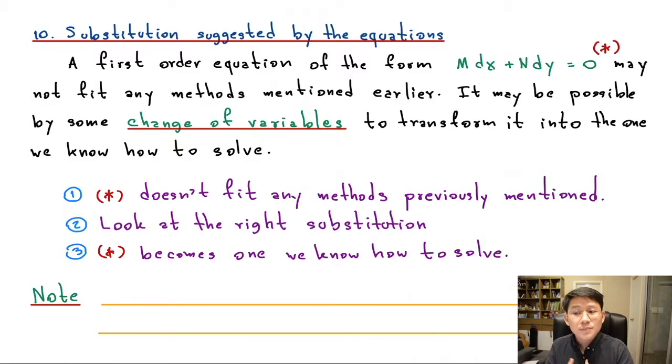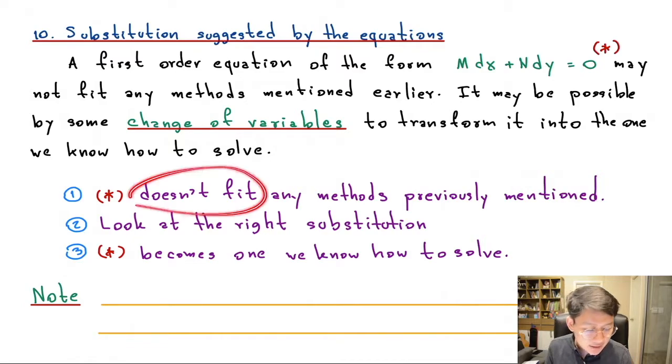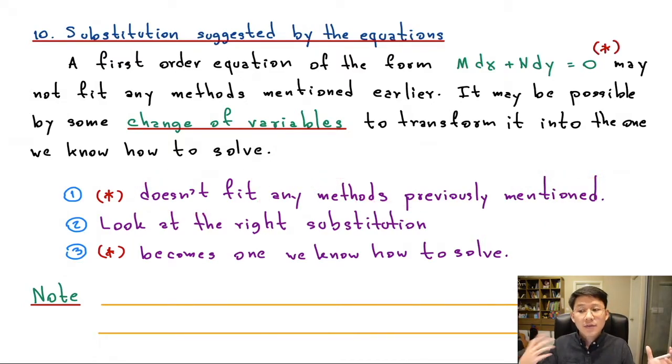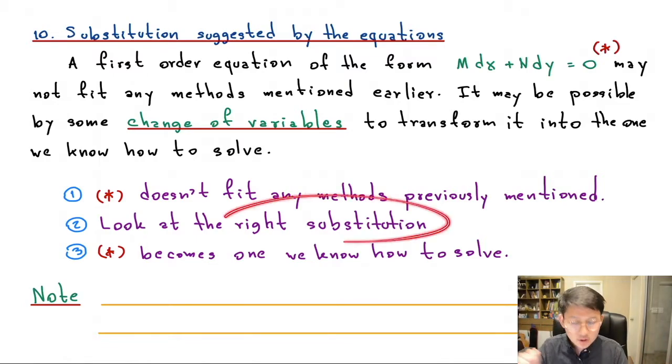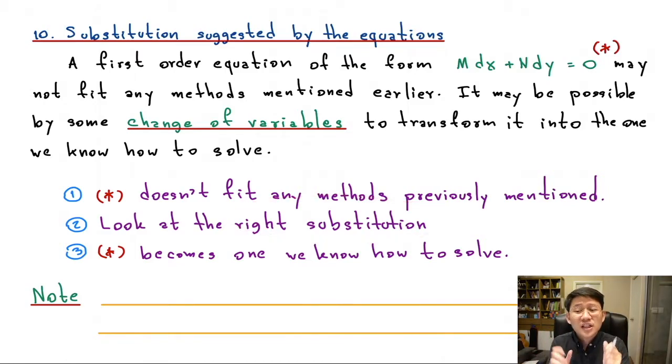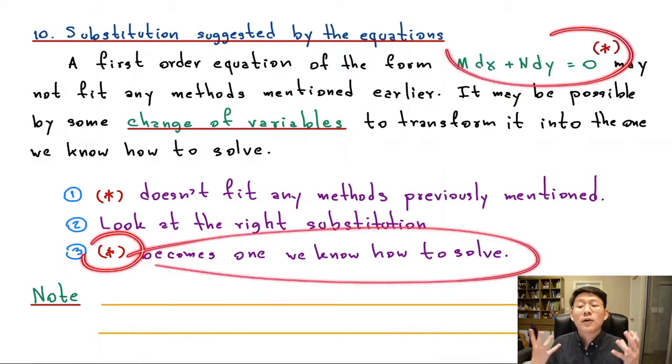It may be possible that by some change of variables, by doing some substitution, you can transform that problem to the one that we already know how to solve. So first we see the problem that doesn't fit any method in the previous sections, and then we try to look at the right substitution. What substitution is the right substitution? Once we do the substitution, the equation becomes the one that we know how to solve.